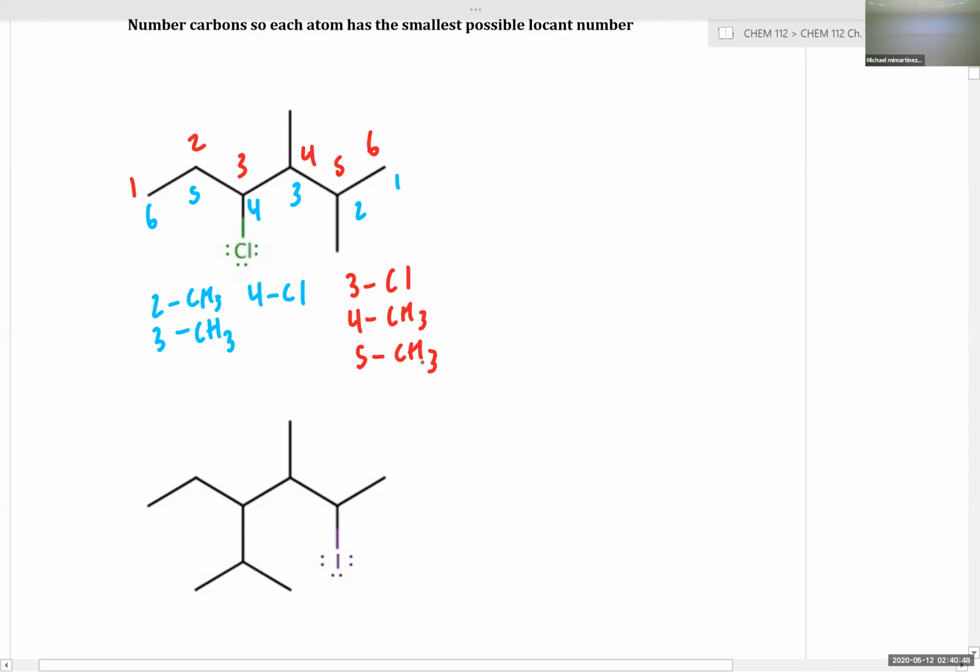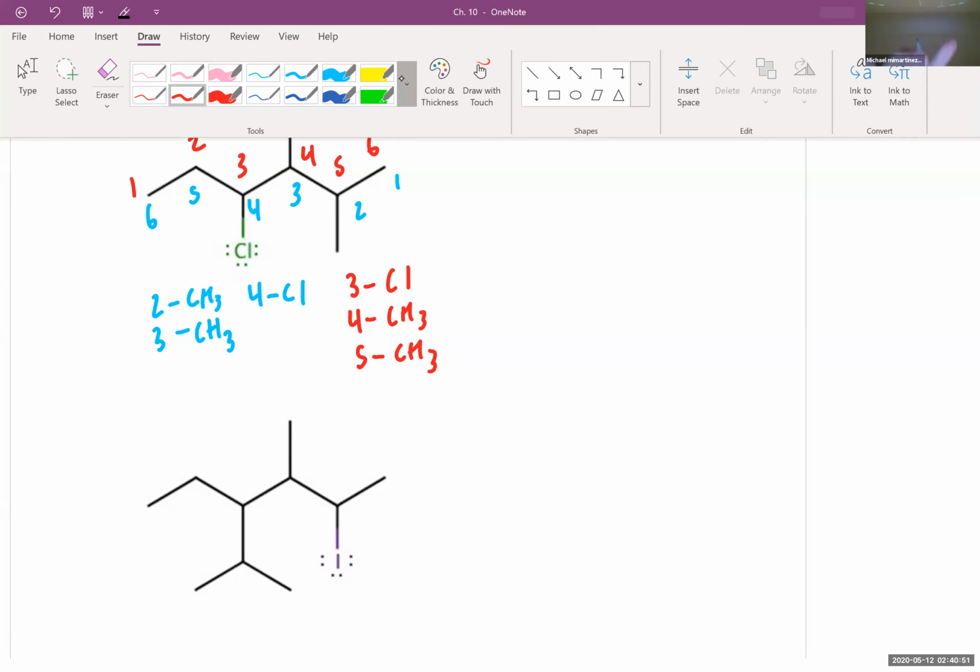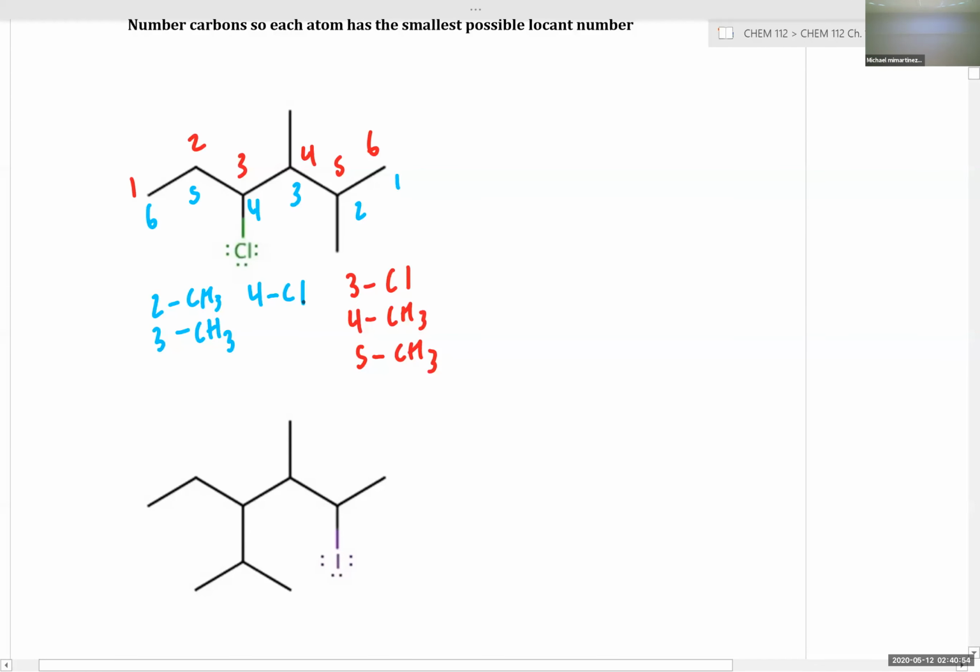So which method is preferred? Which numbering method gives us the smallest locant numbers for each of our substituents? The method in blue or red? Blue. Okay, so we name this as 4-chloro-2,3-dimethyl. And since this is a 6-carbon chain, we call this hexane.